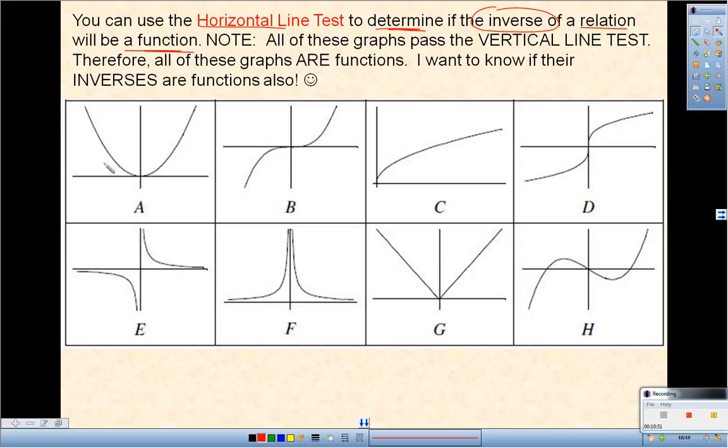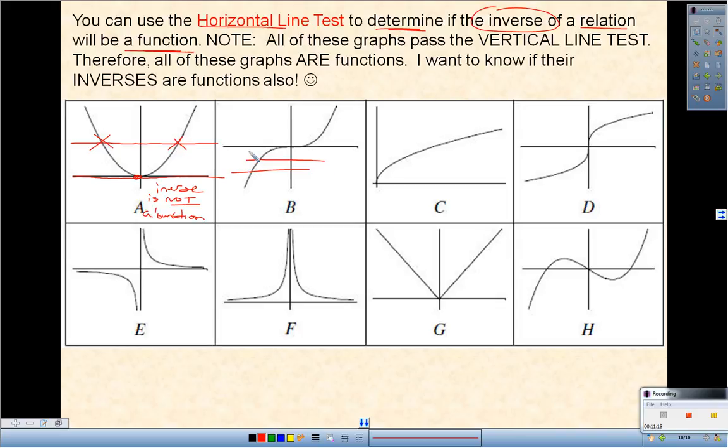You do it just like the vertical line test, but this time we're going to draw horizontal lines. If I draw a horizontal line right here, you notice it only touches it in one place. But if I draw a horizontal line here, notice it touches my function in two places. So therefore, the inverse is not a function. It can only touch it once, like right here.